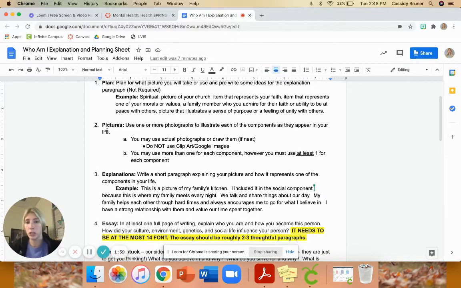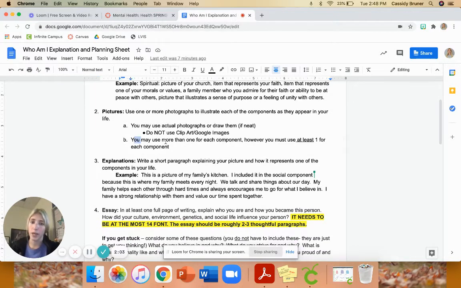Second thing you need is pictures. You need to use one or more photographs to illustrate each of the components as they appear in your life. Notice here, you cannot use clip art or Google Images. So you have to use your own images that you either have on your phone or that you have created. Okay, Google is not going to work for this project. You can use more than one picture for each component. However, you have to at least use one when it comes to the rubric purposes.